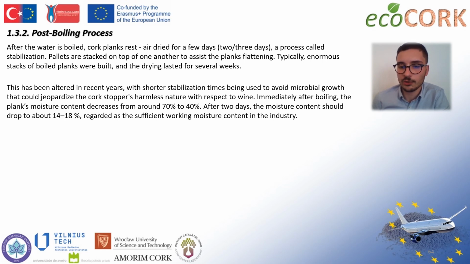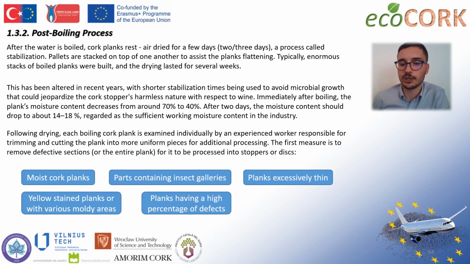After boiling, the plank's moisture level drops from 70 to 40% right away. After 2 days, the moisture content should drop to between 40 and 80%, which is considered to be a good range for working. After drying, each boiled cork plank is looked at by a skilled worker who is in charge of trimming and cutting it into more uniform pieces for further processing.